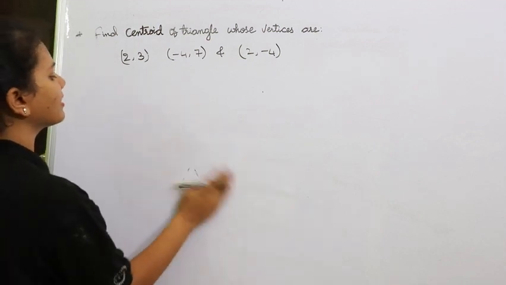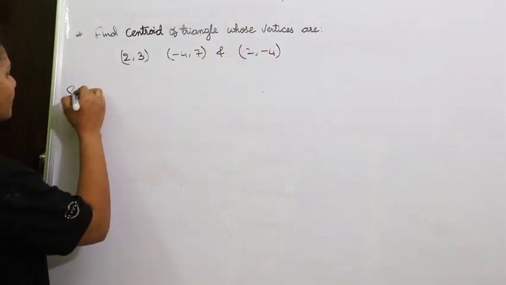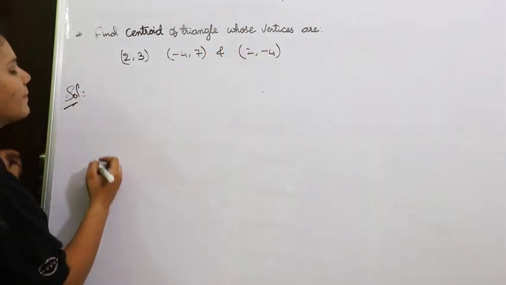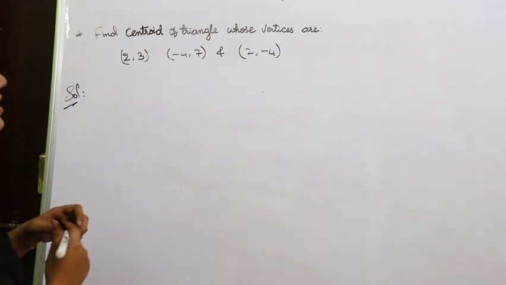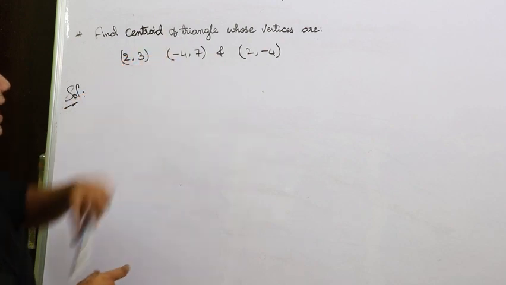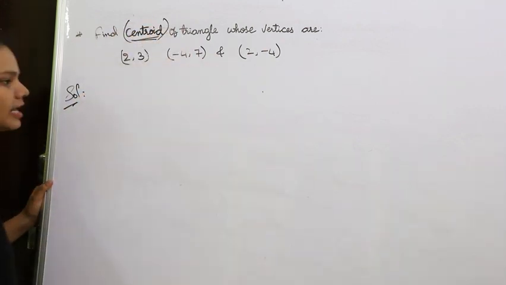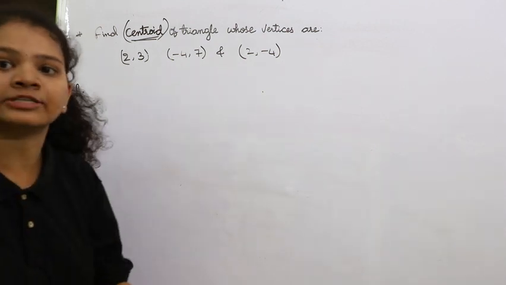So here they have given us the vertices. What are the vertices? 2, 3, minus 4, 7 and 2, minus 4 are the vertices of the given triangle. So they are asking us to find the centroid.